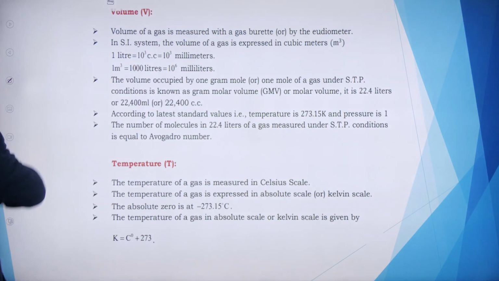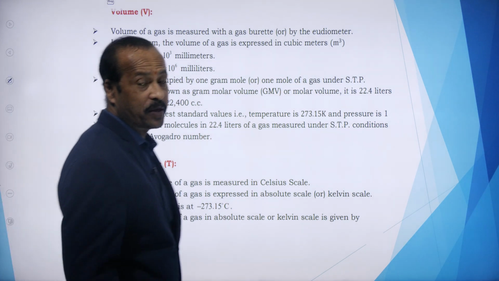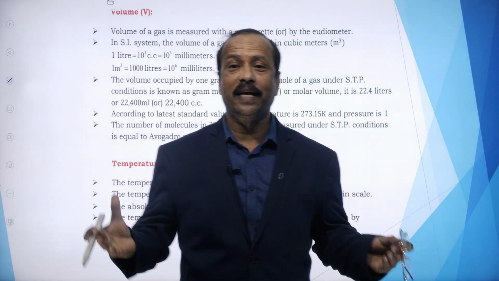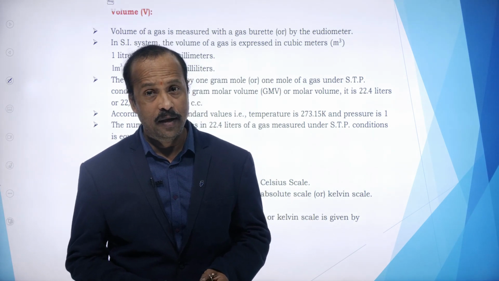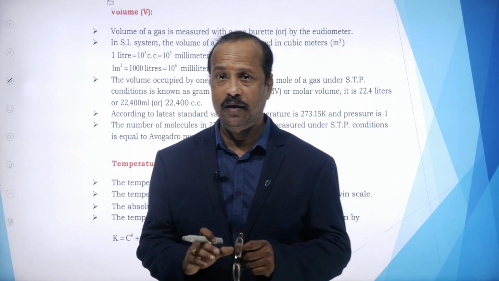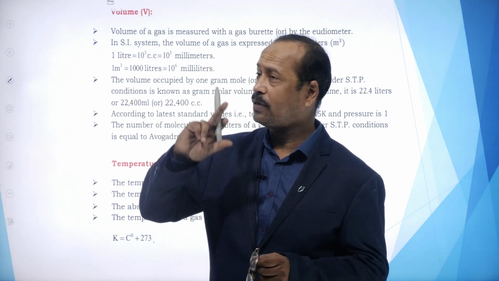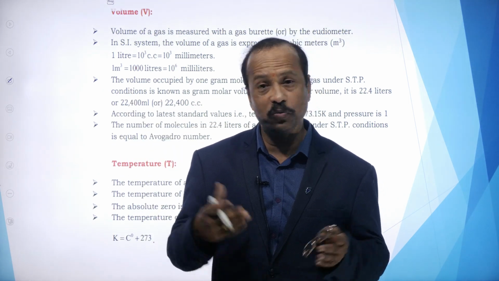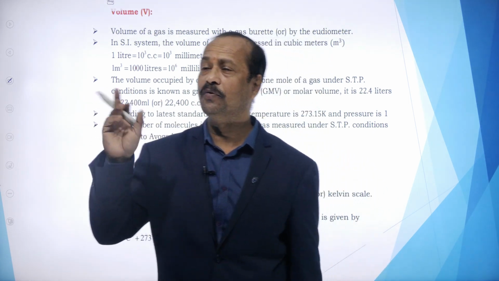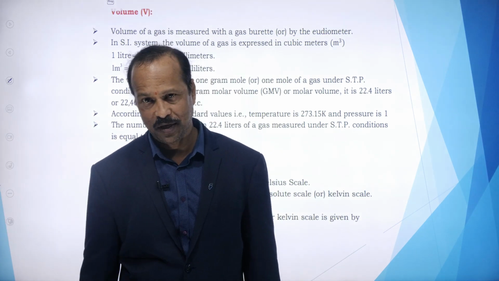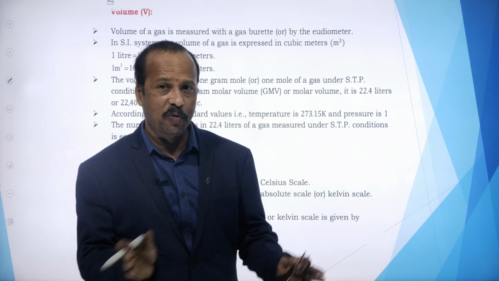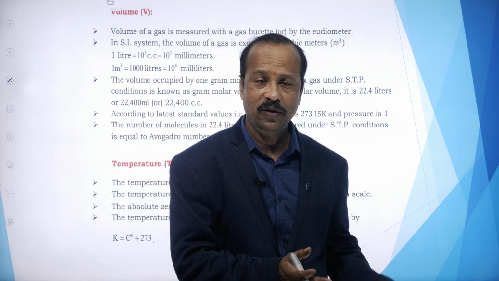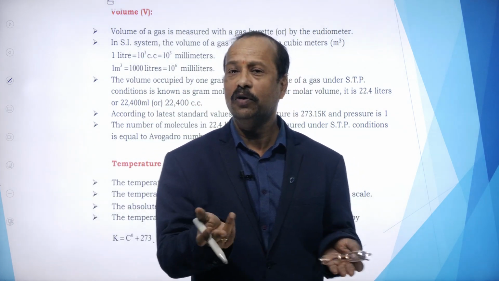Now come to the second one, volume. You know that the space occupied by the gas is called volume. For example, take this room. We say that the volume of the gas in this room is nothing but the volume of this room, because everywhere in this room the gas is there. If you take one small room, the volume of the gas inside that room is the volume of that room.